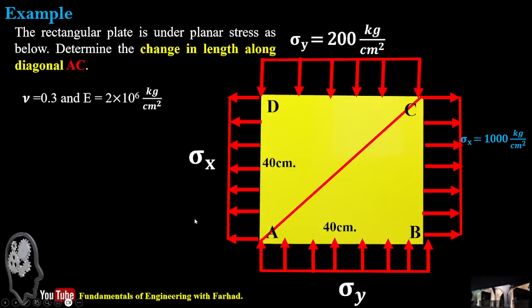Let's consider a square plate ABCD under planar stress, sigma y and sigma x, with no shear stress. Sigma y is 200 kg per centimeter squared and sigma x is 1000 kg per centimeter squared. We want to determine the change in length of hypotenuse AC. Poisson's ratio is given as 0.09 and the modulus of elasticity of the plate is 2 times 10 to the 6 kg per centimeter squared.